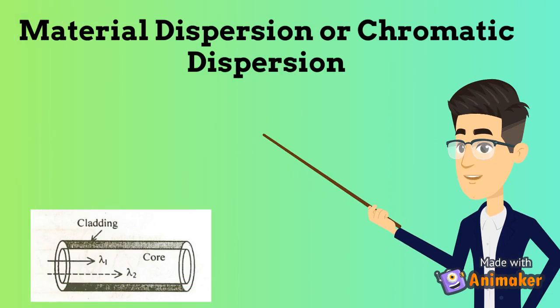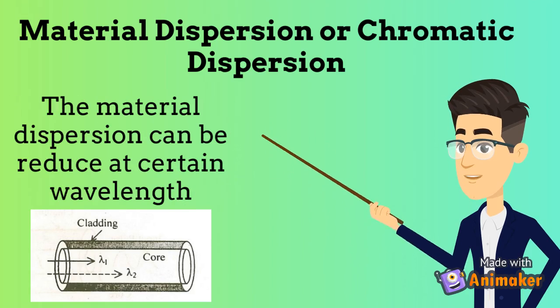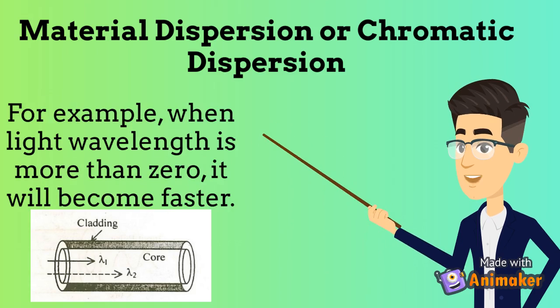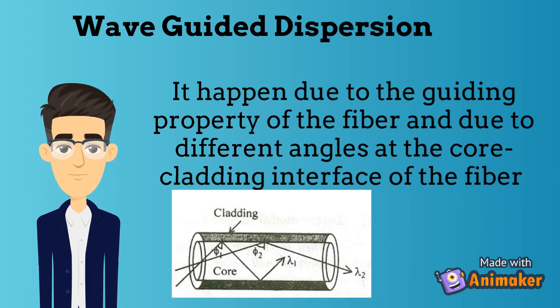Next, material dispersion or chromatic dispersion. The dispersion occurs due to different wavelengths traveling at different speeds. Material dispersion can be reduced at a certain wavelength. For example, when the light wavelength is more than 0, it will become faster. Lastly, waveguide dispersion. It happens due to the guiding property of the fiber and due to the different angles at the core cladding interface of the fiber.